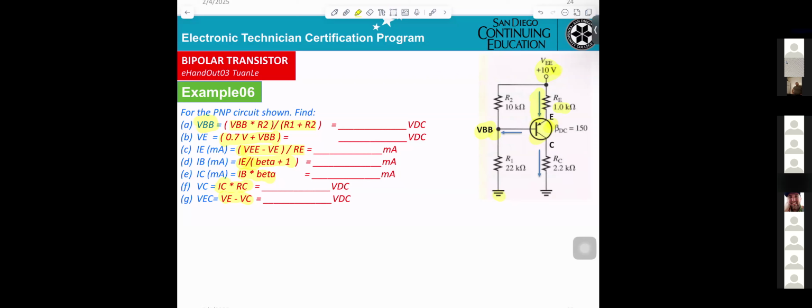Okay. And VC means from the collector to the ground, so that will be IC times RC. And VEC, you take VE minus VC. Yeah, you will get an assignment to work on NPN, and that one will be PNP.